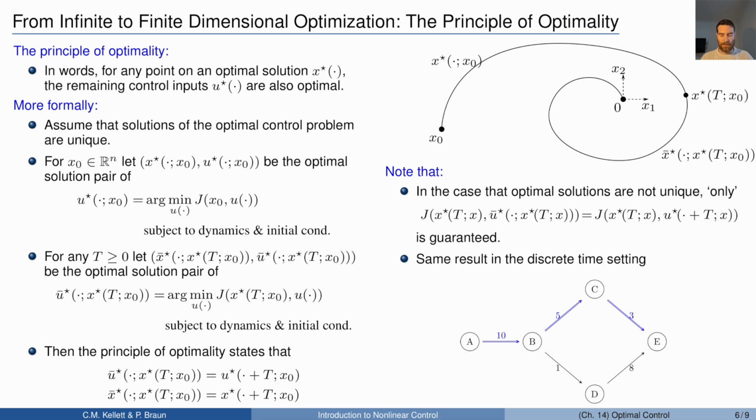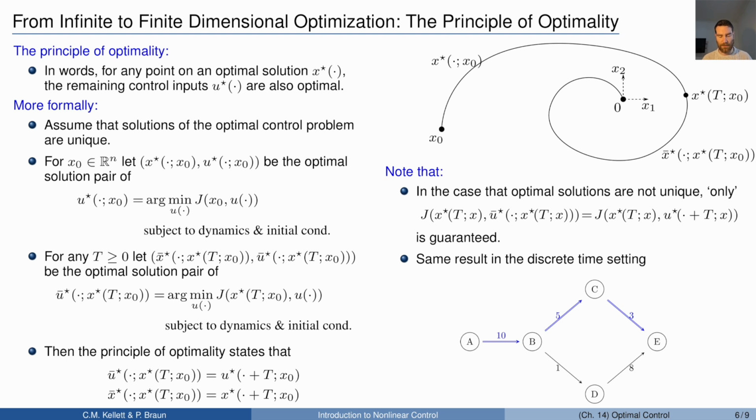In a discrete time setting, I can get a similar result, and here also potentially a different characterization or visualization of the principle of optimality. So here is a different visualization of the concept where let's assume I want to find the cheapest path going from A to E, and going from A to B costs 10, going from B to C costs 5, and then from C to E costs 3. And I could alternatively go from B to D and then from D to E.